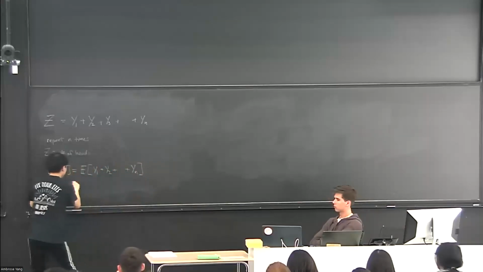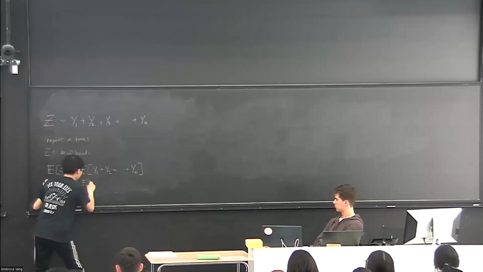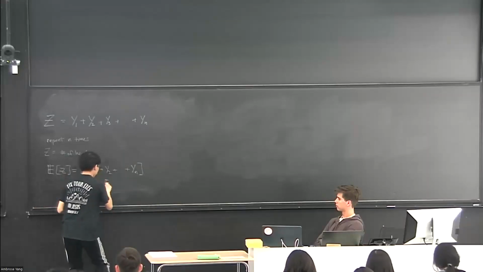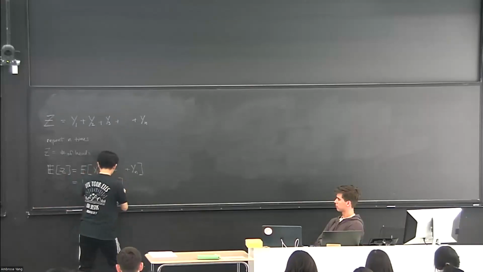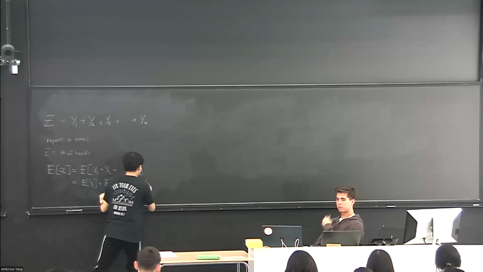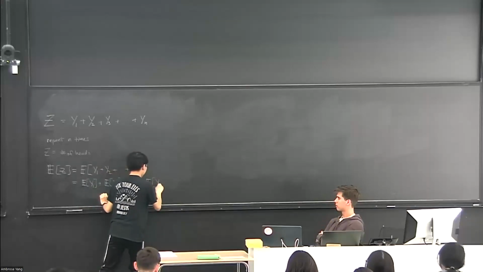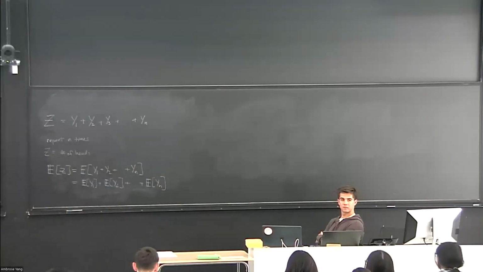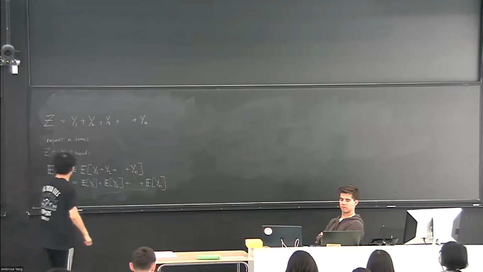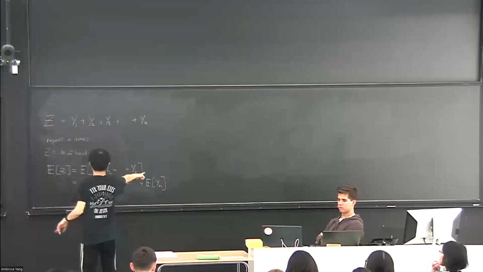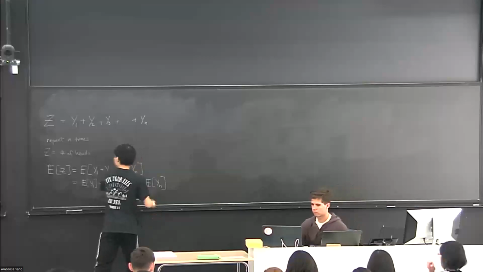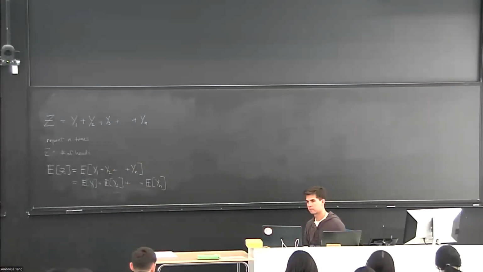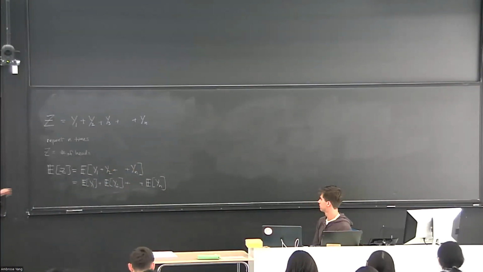I use linearity of expectation: expected value of Y1 plus the expected value of Y2, all the way up to expected value of Yn. What is the expected value of Y1? Well, Y1 has the same distribution as Y, Y2 has the same distribution as Y, all the way up to Yn. So all of these expected values are going to be the same.